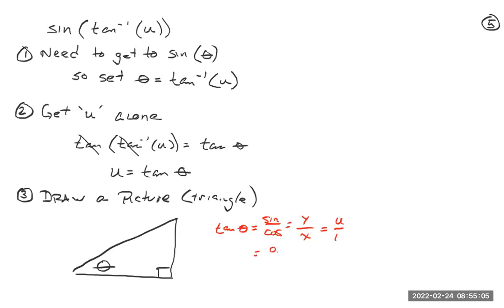So we might also say that this is the opposite over the adjacent. So opposite the angle is equal to u. Adjacent to the angle is equal to the number 1. And we see that we are missing the radius. Well, surprise, that's part 4.